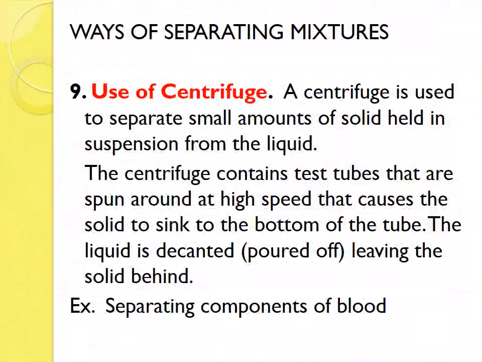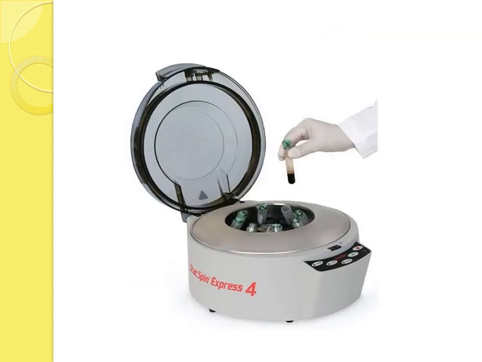Next is the use of a centrifuge. A centrifuge is used to separate small amounts of solid held in suspension from the liquid. The centrifuge contains test tubes that are spun around at high speed, which causes the solid to sink to the bottom of the tube. The liquid is decanted or poured off, leaving the solid behind. An example is the separating of blood. So this is a picture of a centrifuge in laboratories.